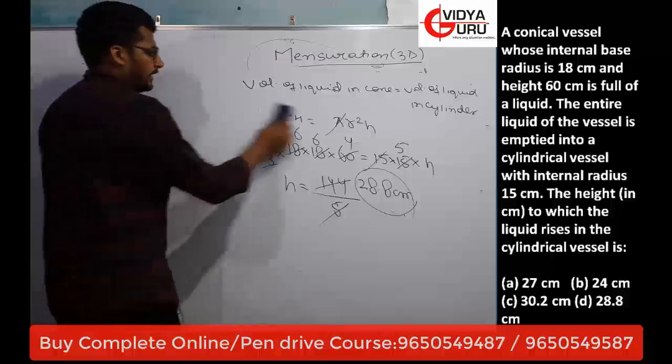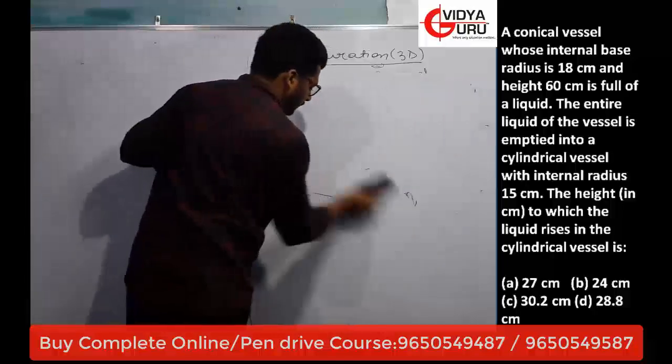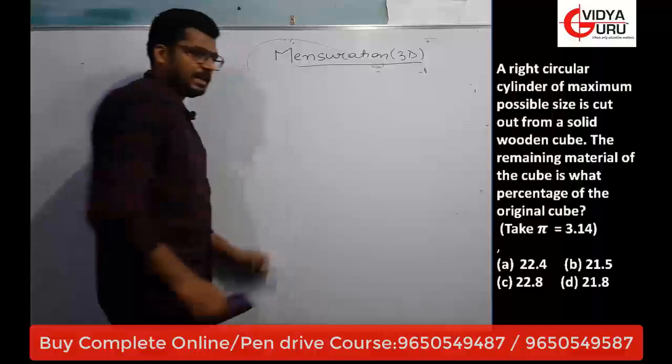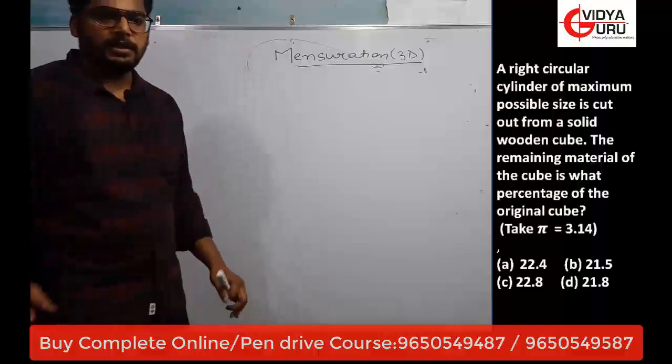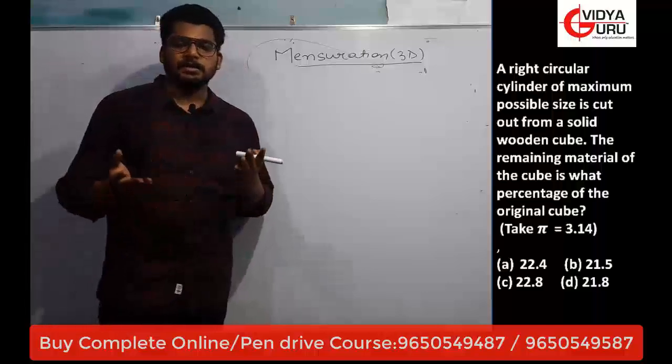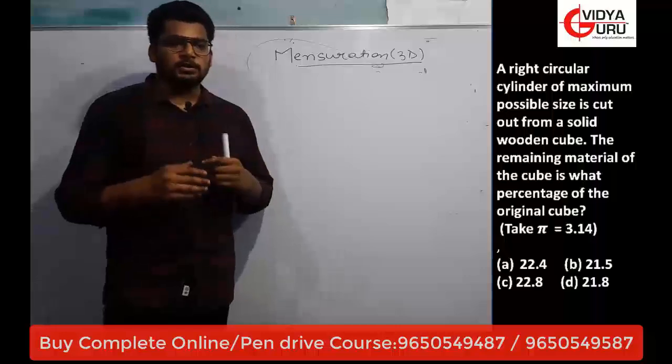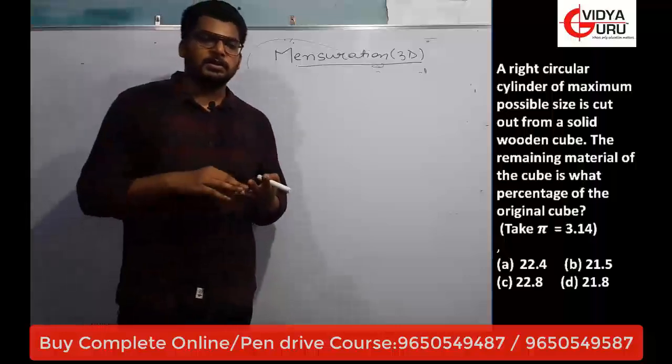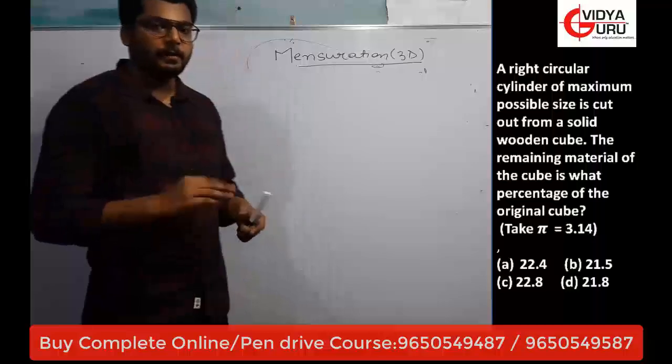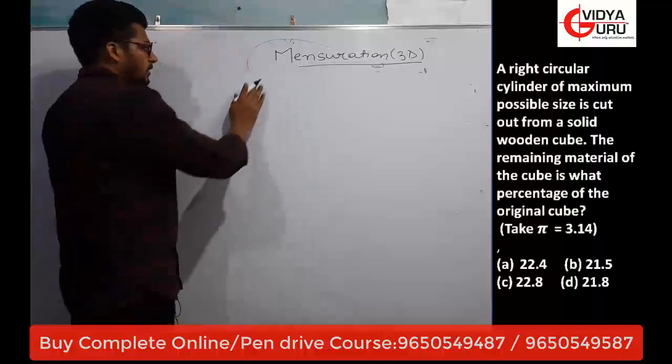Coming on to our next question. Question is saying a right circular cylinder of maximum possible height is cut from a wooden cube. The remaining material of the cube is what percent of the original cube?